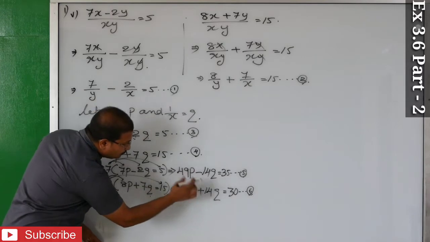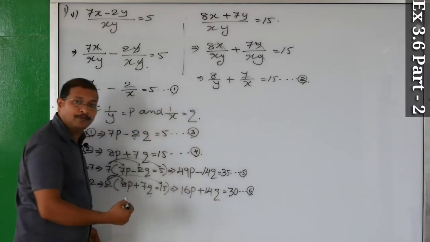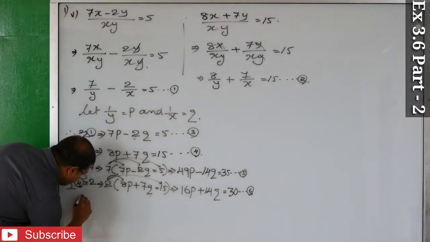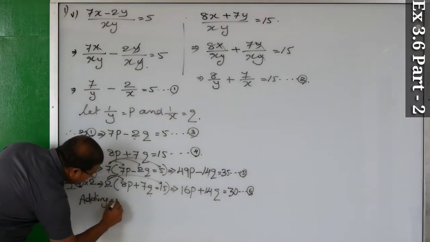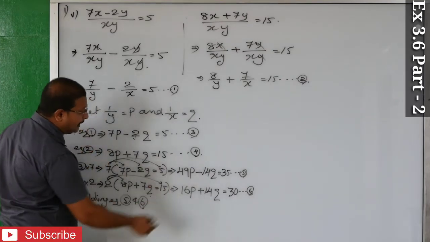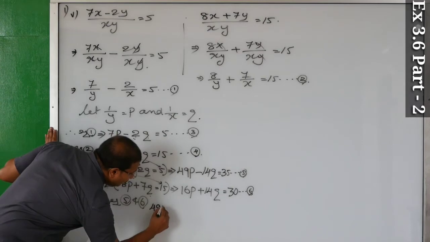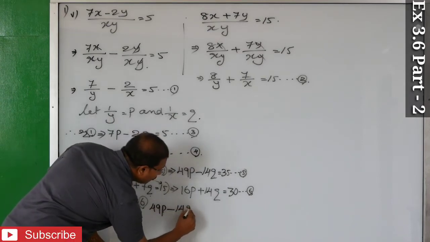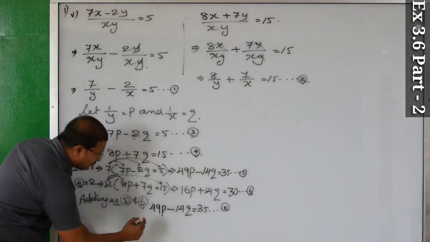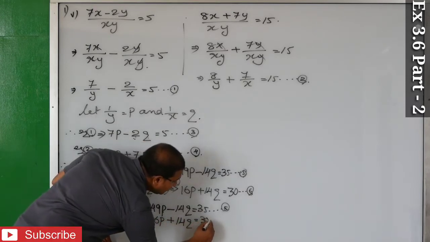Now see, these two, minus 14q and plus 14q. How can you cancel this? Adding equation 5 and 6. That means we have to add equation 5 and 6. I'll write one more time. See now, 49p minus 14q equals 35. This is the fifth equation. And sixth equation, 16p plus 14q equals 30. That is the sixth equation.